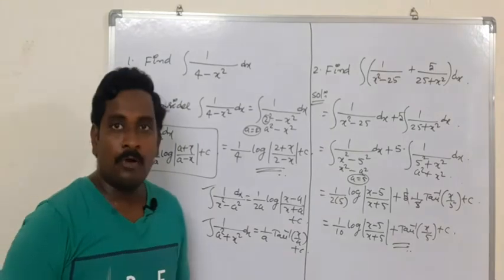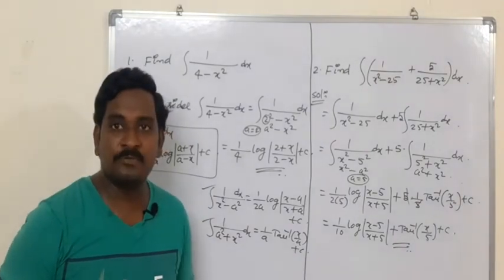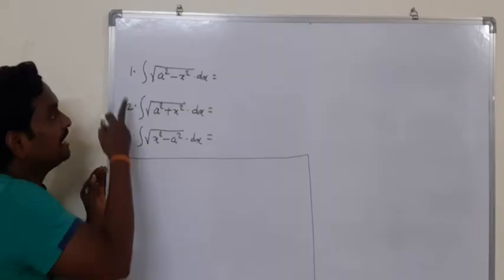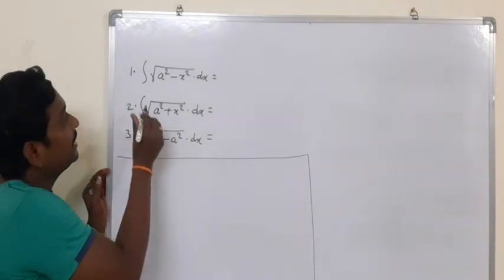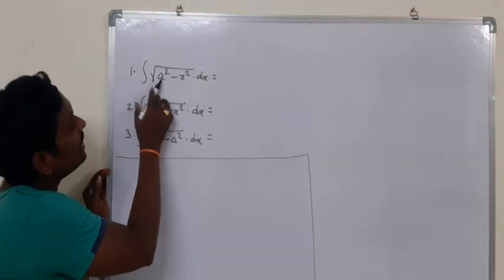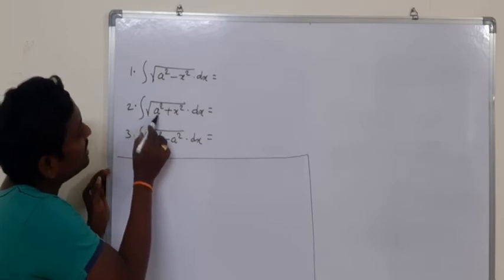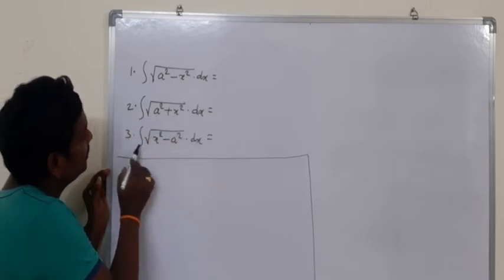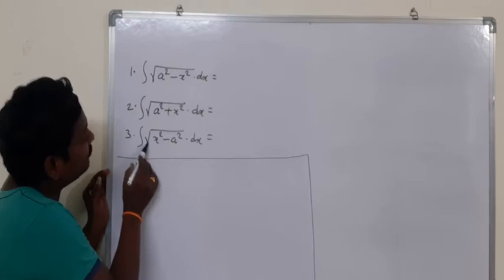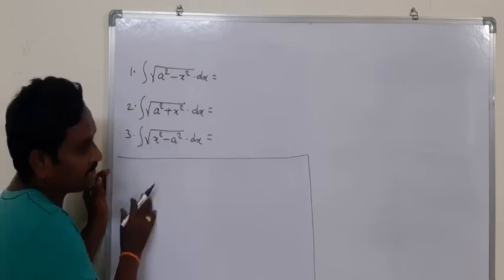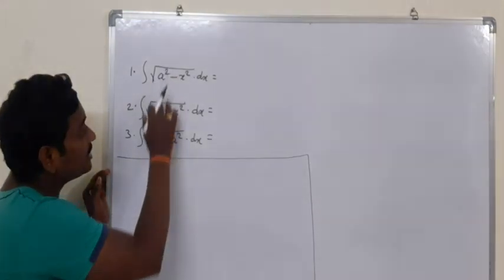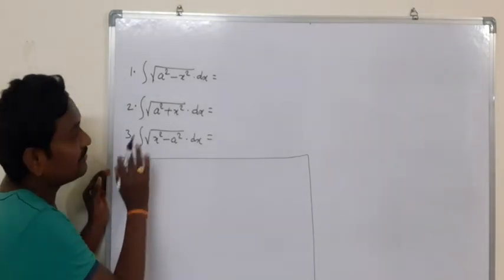Now I will give some more formulas on integrations. Please note down. These are the next set of formulae: integration of root over a square minus x square dx. Second one, root over a square plus x square dx. Next one, integration of root over x square minus a square dx. Please try to understand the difference between these three formulas.